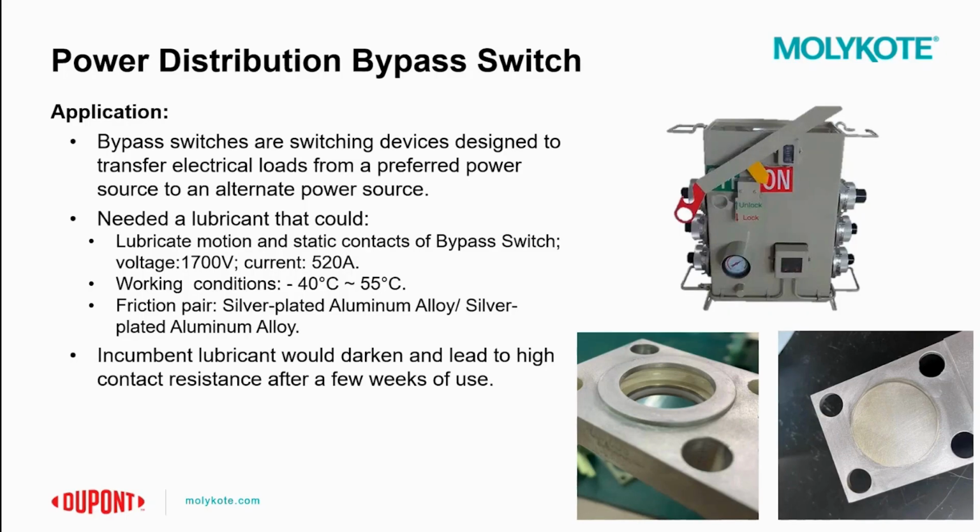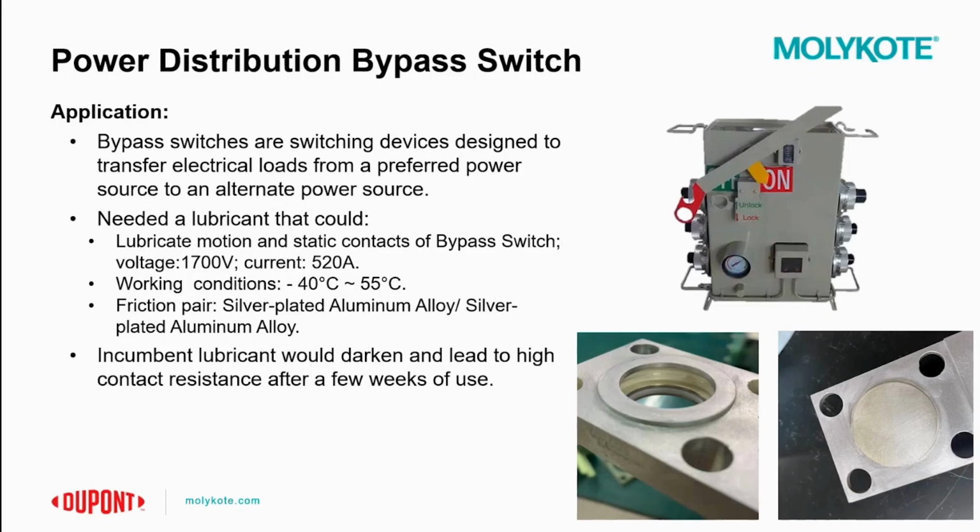Here, the customer's application was a bypass switch. These are devices to transfer electrical loads from a preferred power source to an alternate source. While this is a specific application, fundamentally, it is a high voltage electrical switch that needs friction and wear protection without jeopardizing the electrical contact resistance. As the customer discussed their application, they needed a lubricant that could provide lubrication in both static and dynamic conditions of the bypass switch, which had a very high voltage and current.